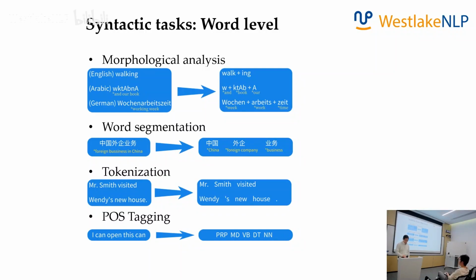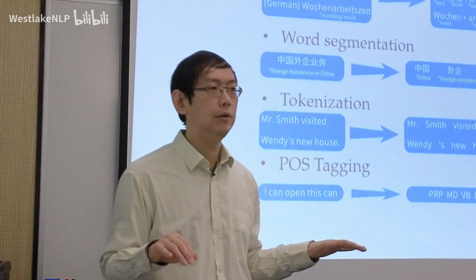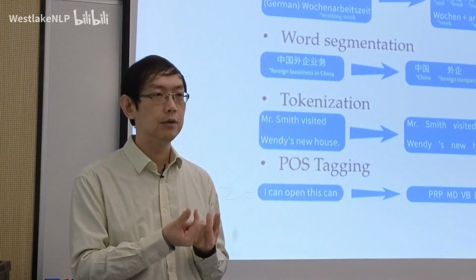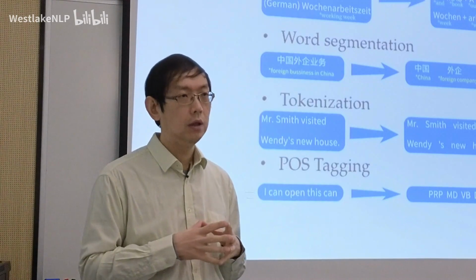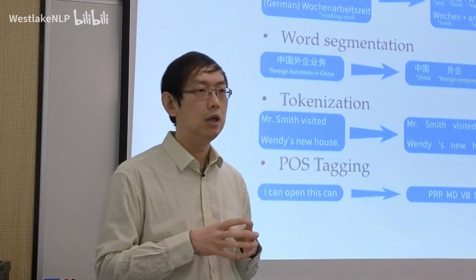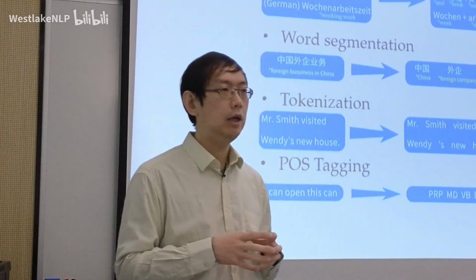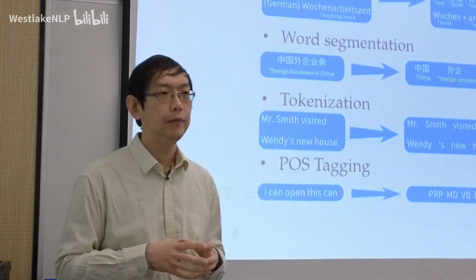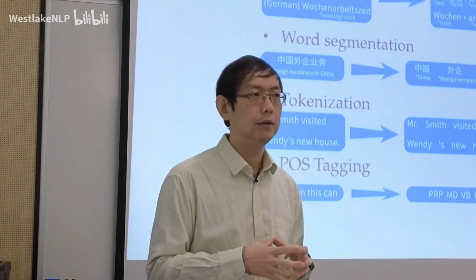So, word-level syntactic tasks. First, morphological analysis. Different languages reside in a large spectrum. Sitting on one end are morphologically rich languages, which use morphemes, that is, subwords, to carry meaning. Such languages include European languages such as German, Dutch, Czech, etc., and also Arabic. These are morphologically rich languages.